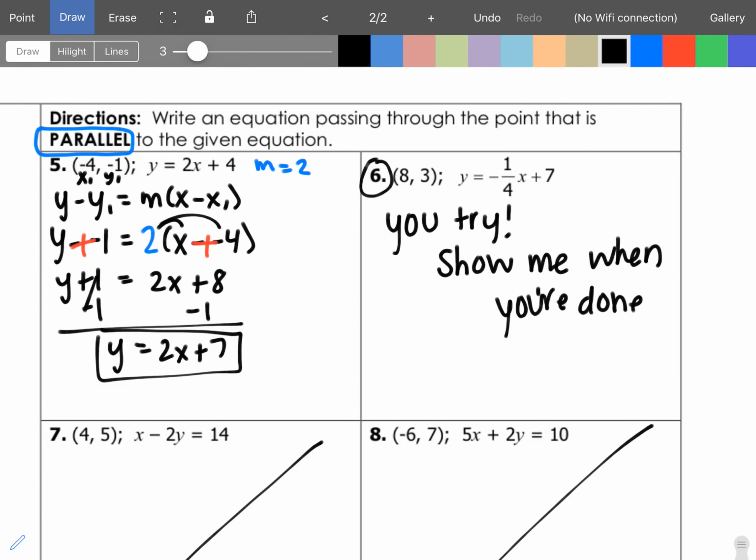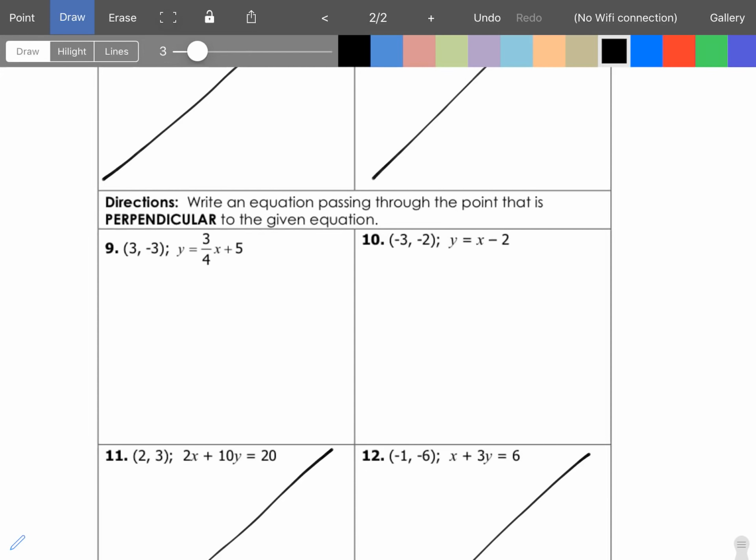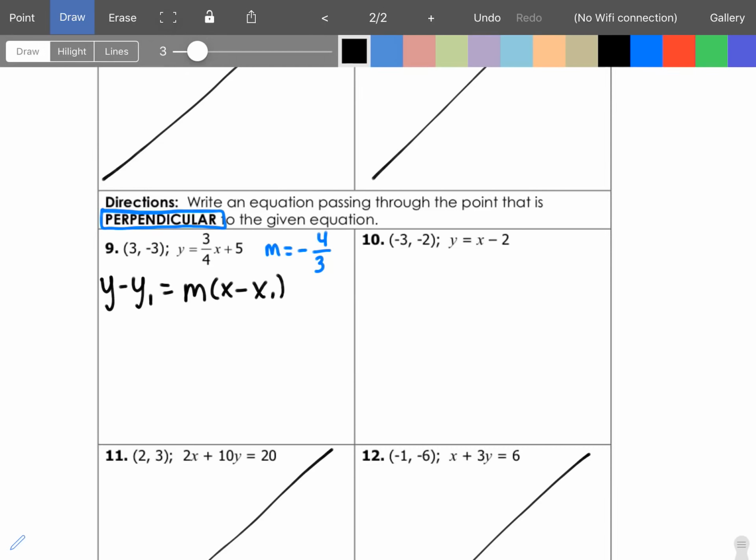All right, let's try number 9, and then you guys are going to try 10. Okay, so here we're finding a slope that is perpendicular. Remember, perpendicular is negative reciprocal slope. So my slope here is a positive 3/4. So my new slope is going to be a negative reciprocal, 4/3. Okay, so now let's plug it in. Y minus y1 equals m times x minus x1. Remember, again, this is point slope form, and we're getting it into slope intercept.